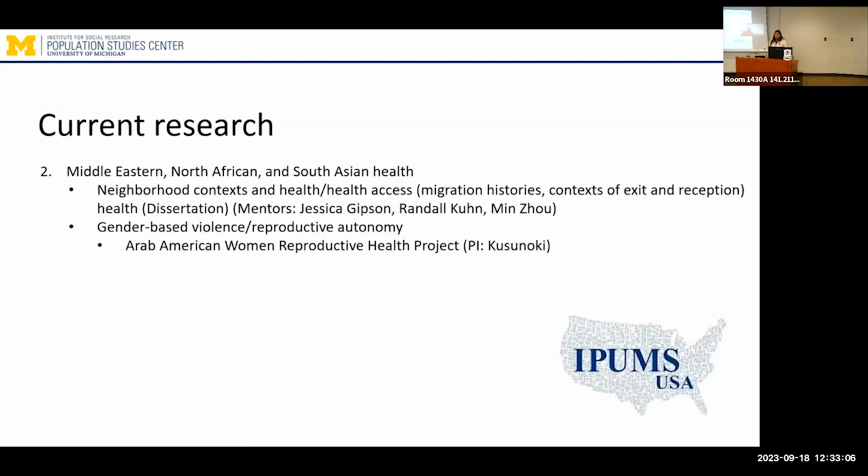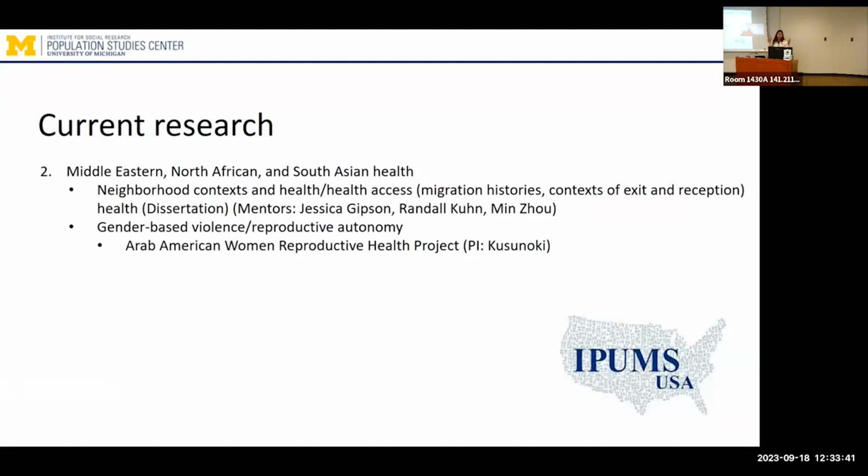My dissertation is kind of funky in that I chose what we call the 3-paper method. Two of my papers are very related and one of them is different, which is the one I just mentioned. My other two papers focus more specifically on Middle Eastern, North African, and South Asian immigrants. In this paper, I'm looking at how neighborhood contexts shape health access among MENA and South Asian immigrants, specifically in California.